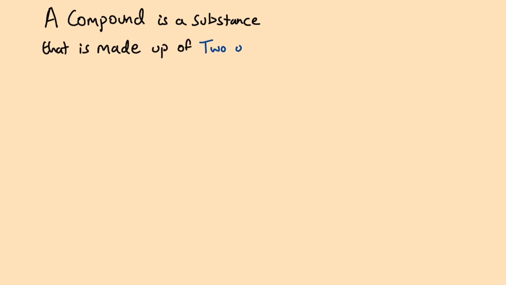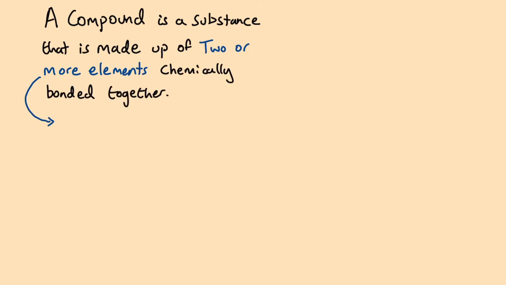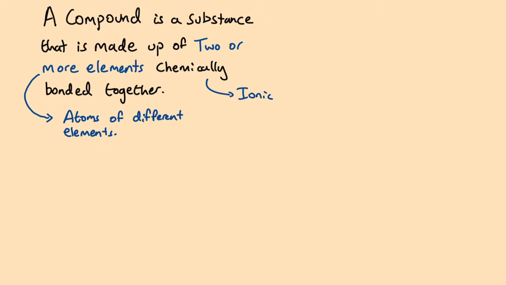If you saw the thumbnail, you would have noticed that I said compounds are never made up of just one element, but that's way too simple, and a better definition would state that a compound is a substance that is made up of two or more elements chemically bonded together. So when it says two or more elements, you're basically saying it's made up of atoms of different elements. So basically each compound is made up of atoms that come from different elements. And of course they're chemically bonded together, so this could be an ionic bond or a covalent bond.